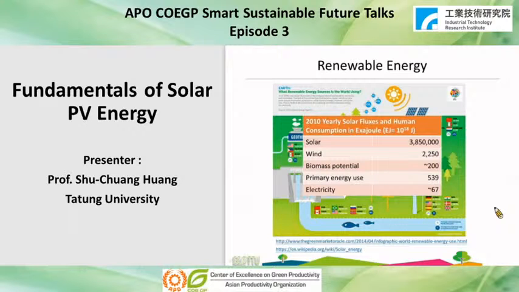From this table, we can see that in 2010, the yearly solar flux is about 3,850,000 exajoules. An exajoule is 10 to the power of 18 joules. So compared to other renewable energy and also non-renewable energy, the amount is huge. That is the reason that we should focus on solar energy.